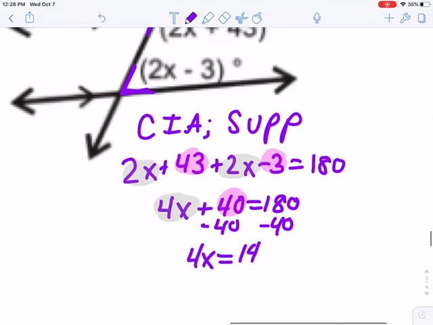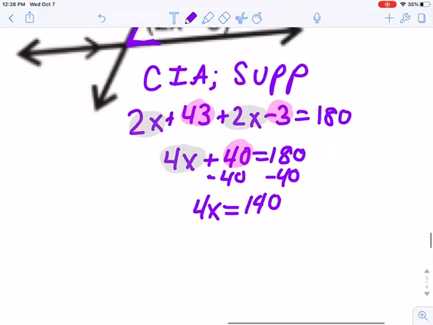We have 4x equals 140. Then I'm going to divide both sides by 4. And x is going to equal 35. And that's it.